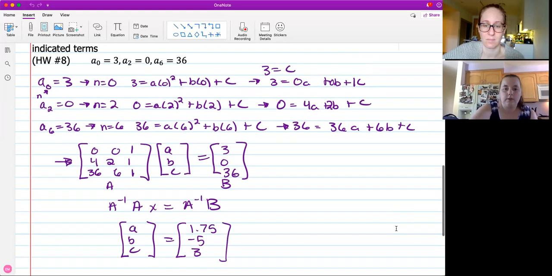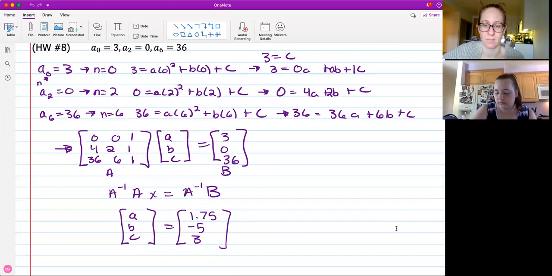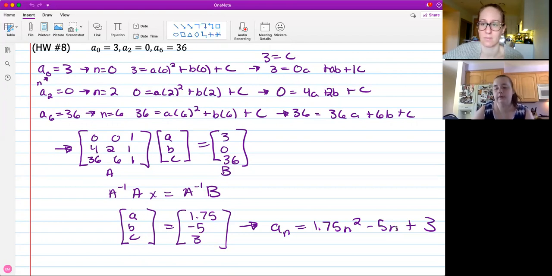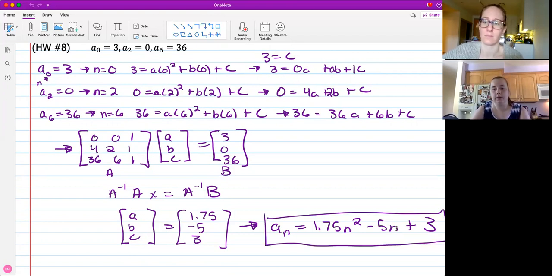Which means that your rule for this one is a_n equals 1.75n squared minus 5n plus 3. And there's the answer to problem number 8 on your homework.